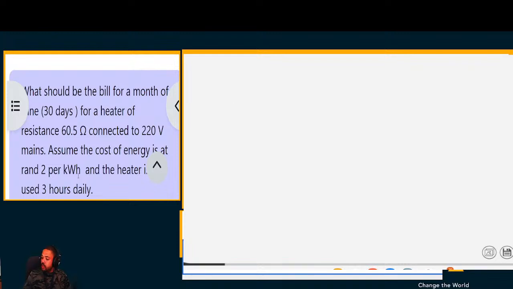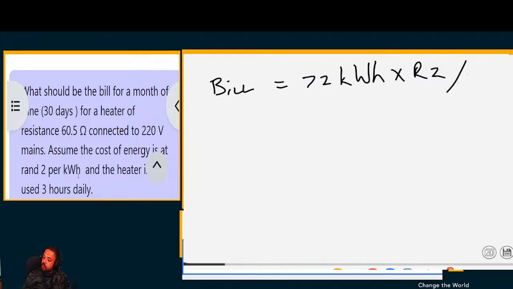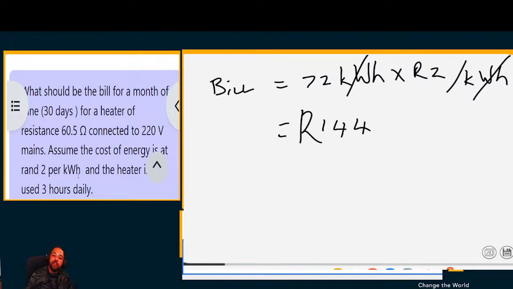Now how do we calculate the bill? Let's calculate the amount of money that you need to pay. The bill is equal to the 72 kilowatt hours that we've used throughout the month, times how much per kilowatt hour? It is 2 rand per kilowatt hour. So kilowatt hours cancel. 72 times 2, that's 144. So it's 144 rand in the month of June to keep the heater on for 30 days, 3 hours per day. That's how much it costs. So you'll spend 144 rand on the heater's energy alone in winter.